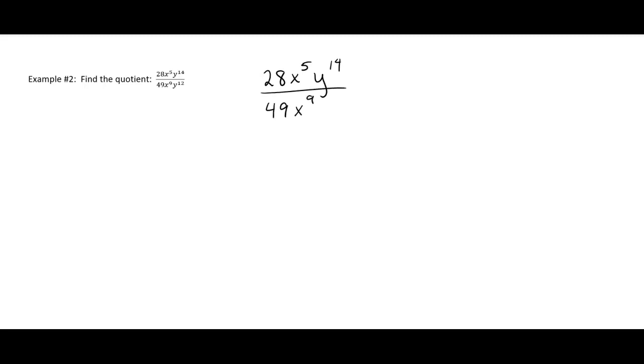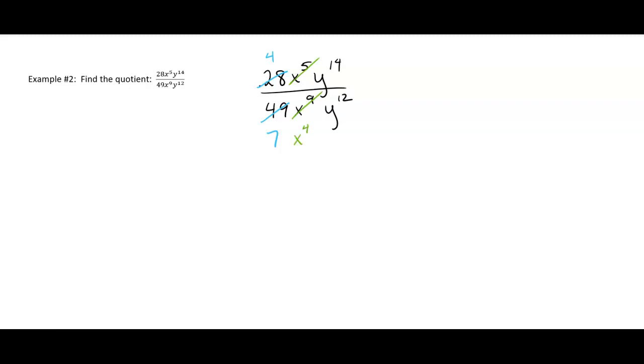And I just take each piece one at a time. So what goes into 28 and 49? It's 7. So I'll color coordinate it. 7 goes into 28 4 times. 7 goes into 49 7 times. Okay, now I'm going to do the x's. Those 5 are going to cancel with 5 of those. That gives me x to the 4th.